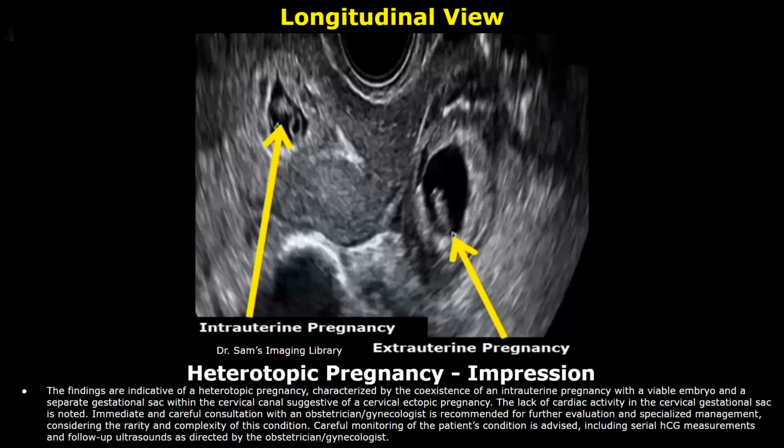Here is the impression. The findings are indicative of a heterotopic pregnancy characterized by the coexistence of an intrauterine pregnancy with a viable embryo and a separate gestational sac within the cervical canal, suggestive of a cervical ectopic pregnancy. The lack of cardiac activity in the cervical gestational sac is noted.